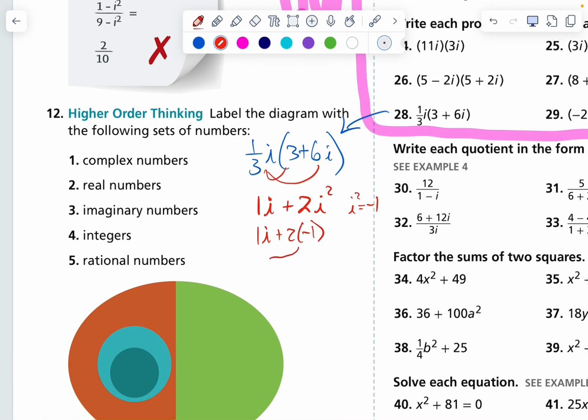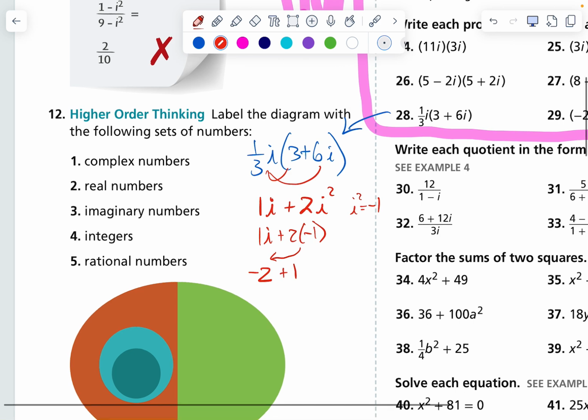And now it has to come out front. I'll just leave the 1. To be in a plus bi form, that 2 has to come out front.